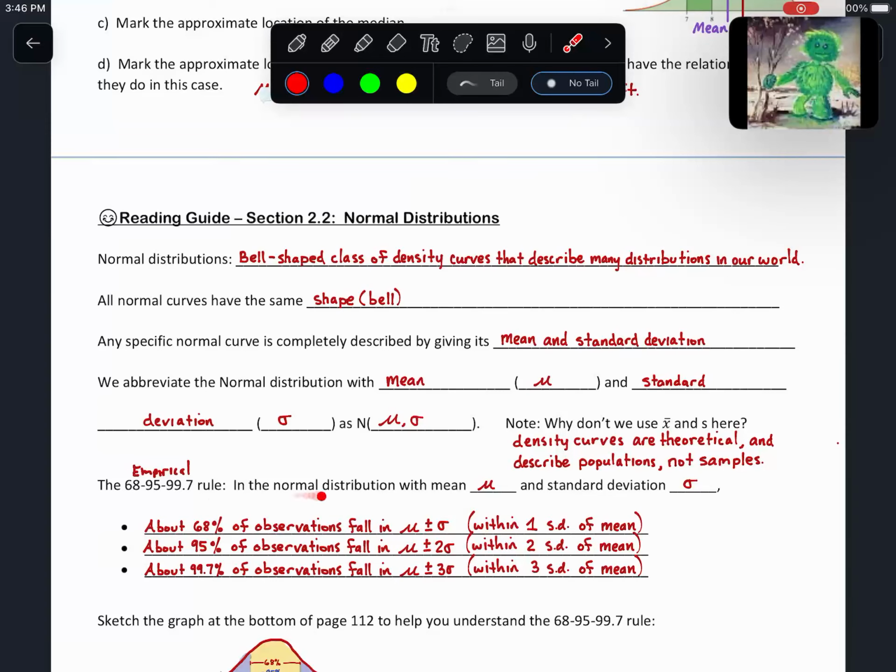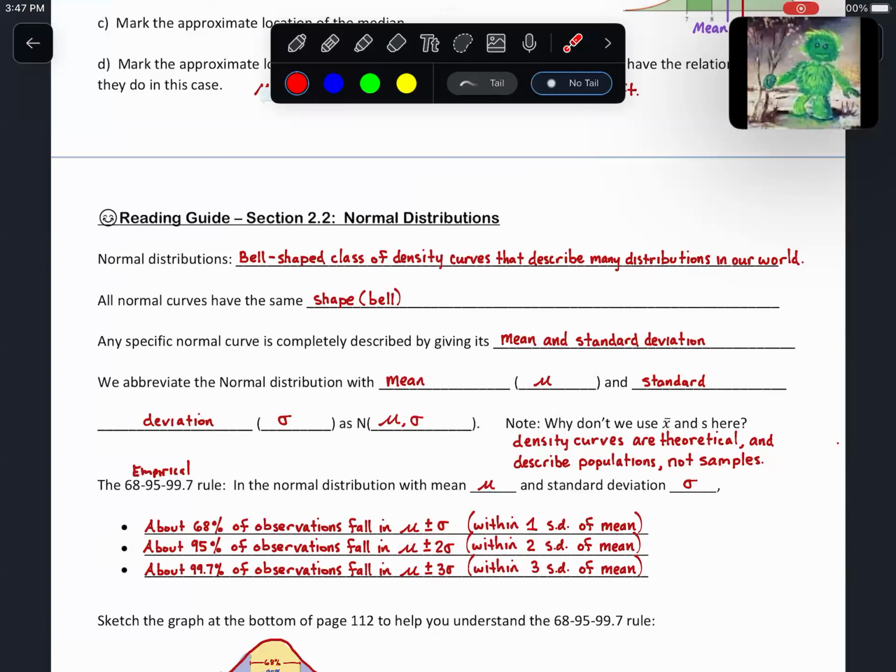So this is a rule that applies to any normal distribution, okay? Various normal distributions might have different means and standard deviations, but what links them all together is the percentage of data that falls within one standard deviation of the mean, and then 2 deviations, and then 3. And these 3 numbers we should memorize. They are not on a formula sheet in this class.